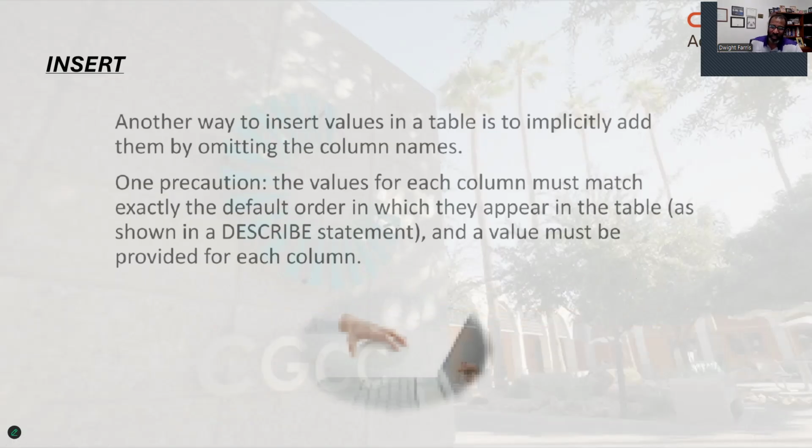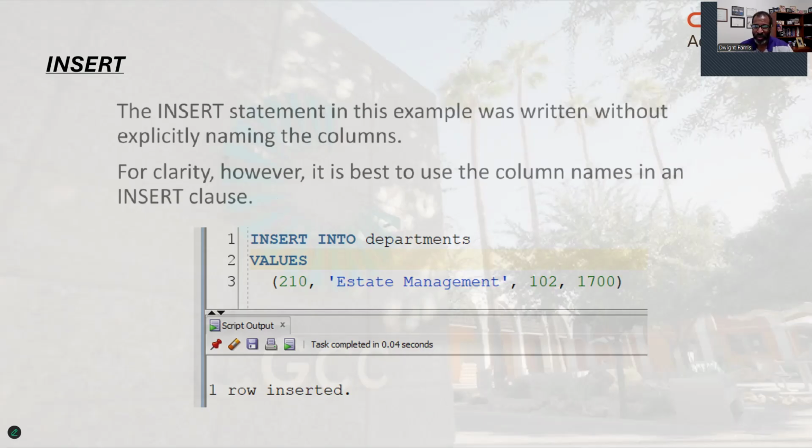Another way to insert values is to add implicitly, and basically you remove the column names. It's the same, but you have to be aware that your values have to match the columns that were created as not null, and that's the precaution. So is it a better method, or what's preferred? I guarantee you, at the beginning, when you're inserting values initially, you probably want to do it the explicit way. That way you won't run into any problems.